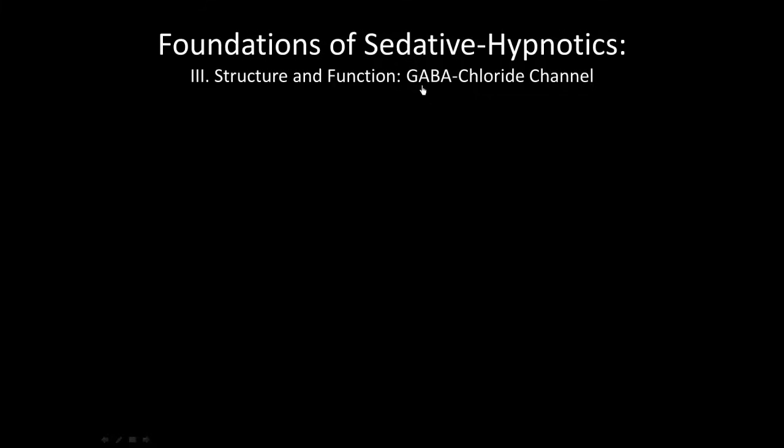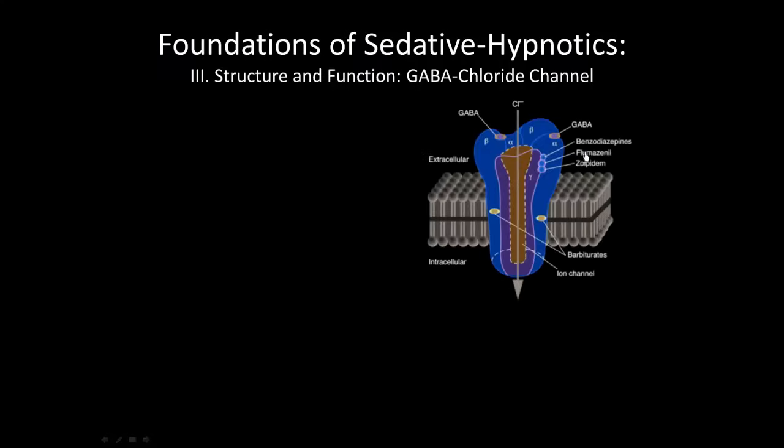And the last part here before we jump into these drugs is the structure and function of this GABA chloride ion channel that we can see right here. So just taking a first look at it, right? This is a GABA chloride ion channel, and thus the neurotransmitter is GABA.